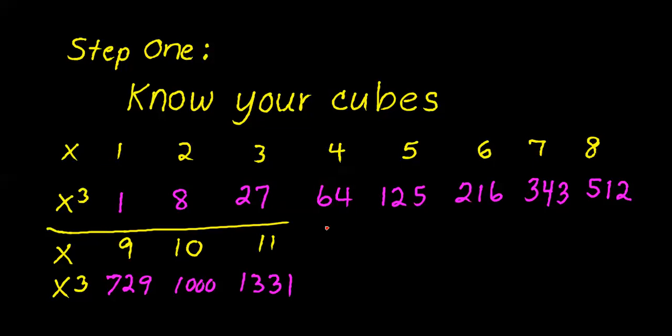So here I've got a list of values from 1 to 11 and the cube right underneath them. So for example, 1 cubed is 1, 2 cubed, which is 2 times 2 times 2, is 8, 3 cubed is 3 times 3 times 3, and 27, and so on. So just be aware of these numbers.